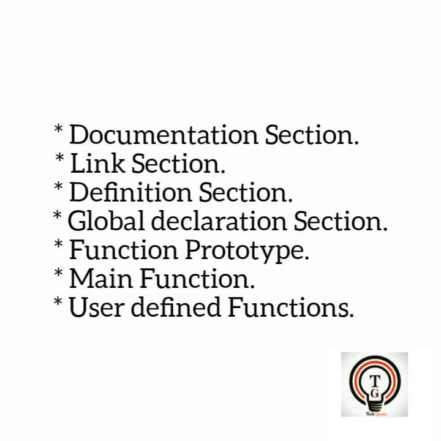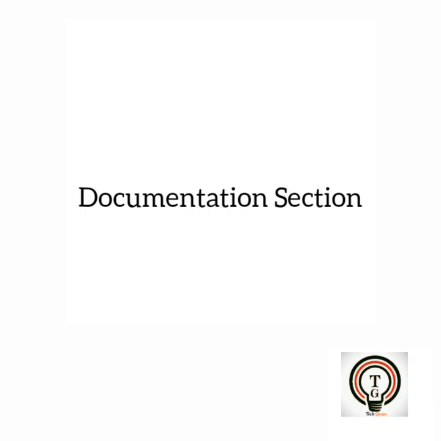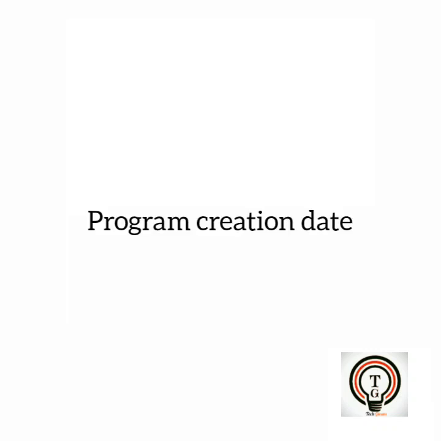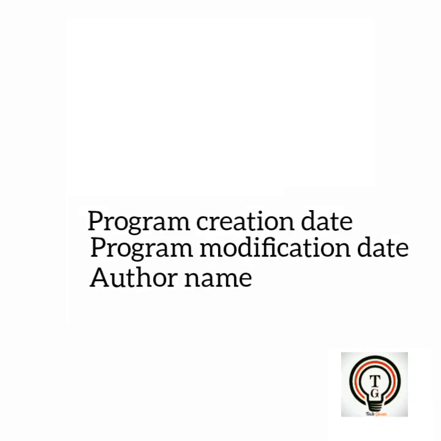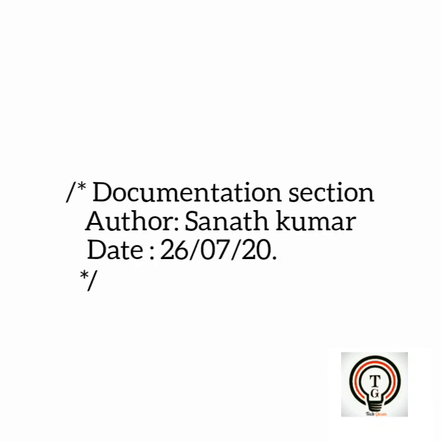The basic structure in C programming includes the following sections. Let us discuss one by one. Documentation section. When we include the program creation, modification date, or author name, etc. in a section, this is called documentation section. As we have written those statements in comments, they are not included in the program execution.